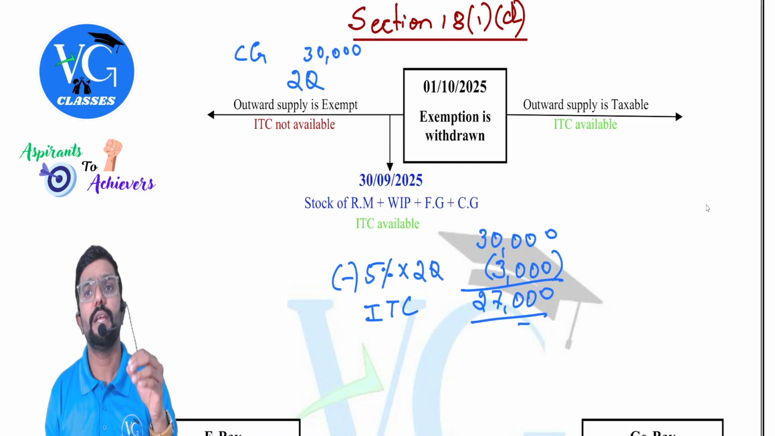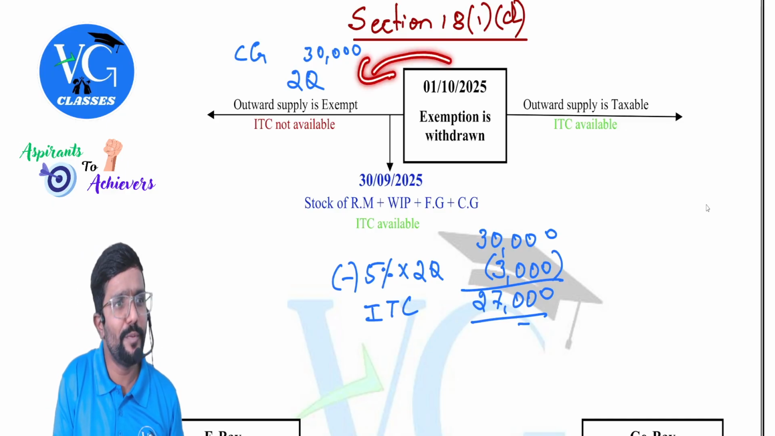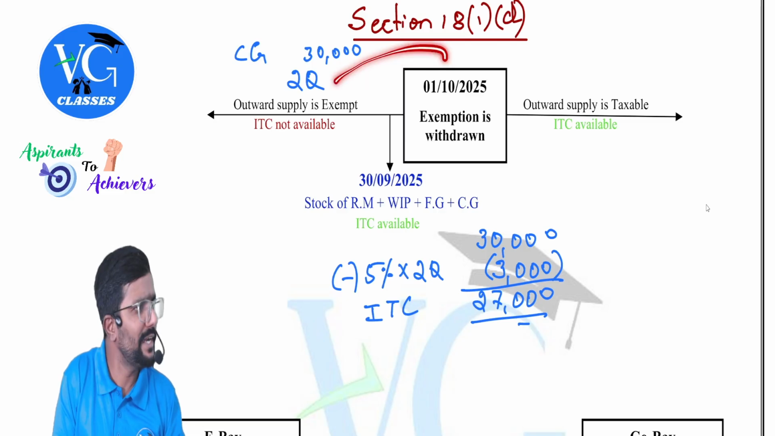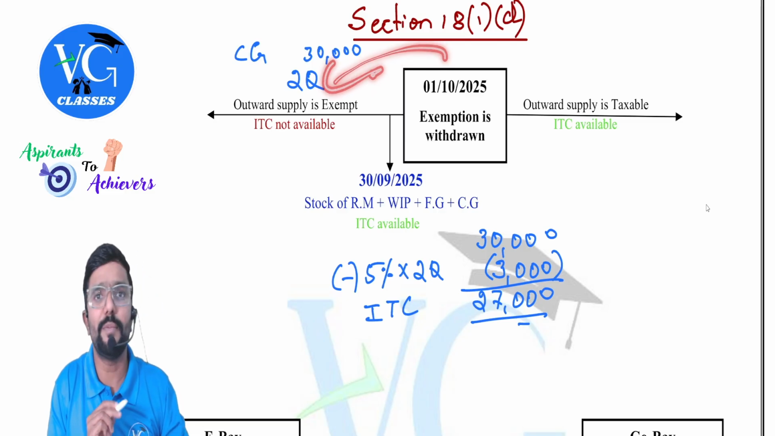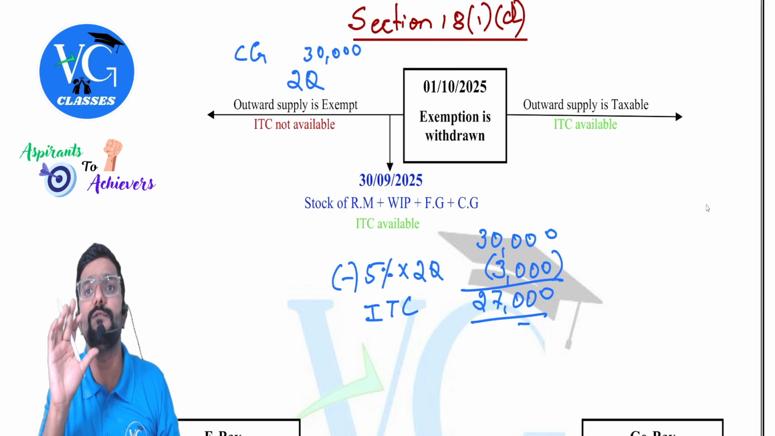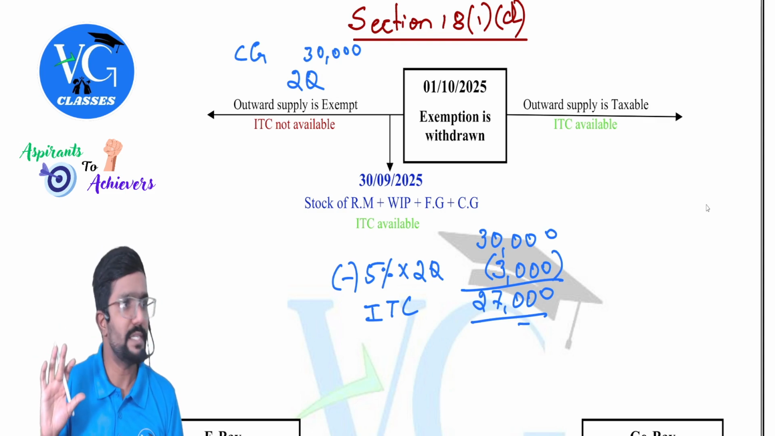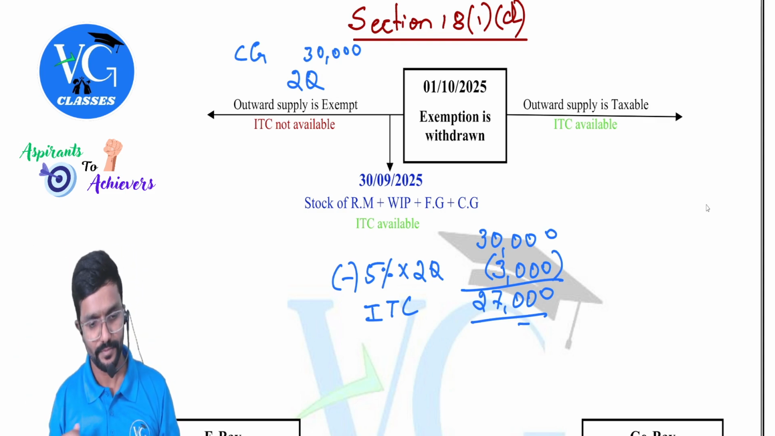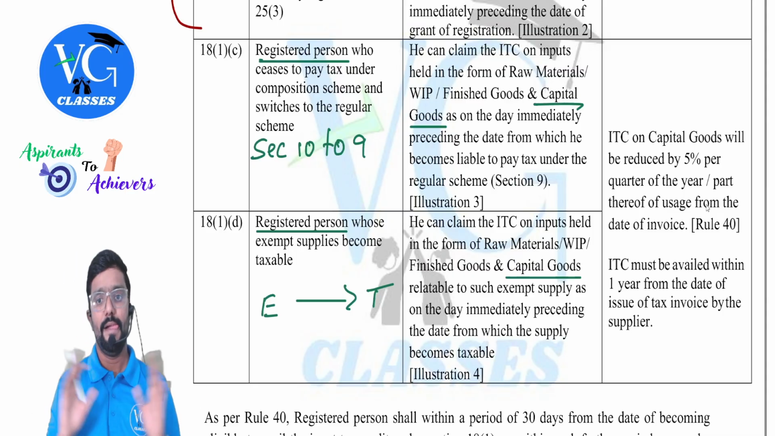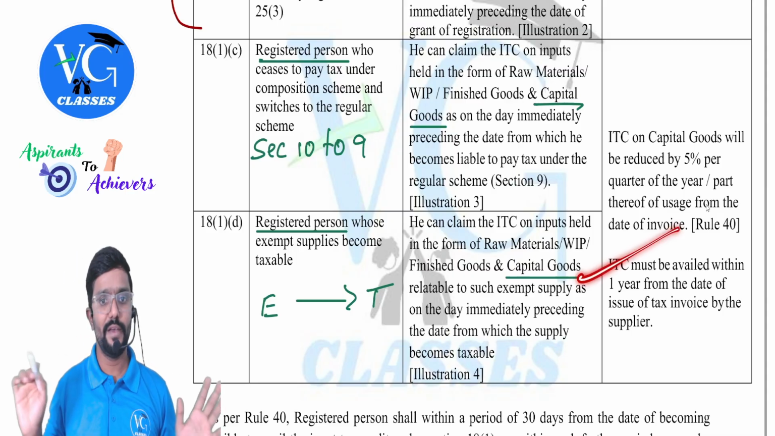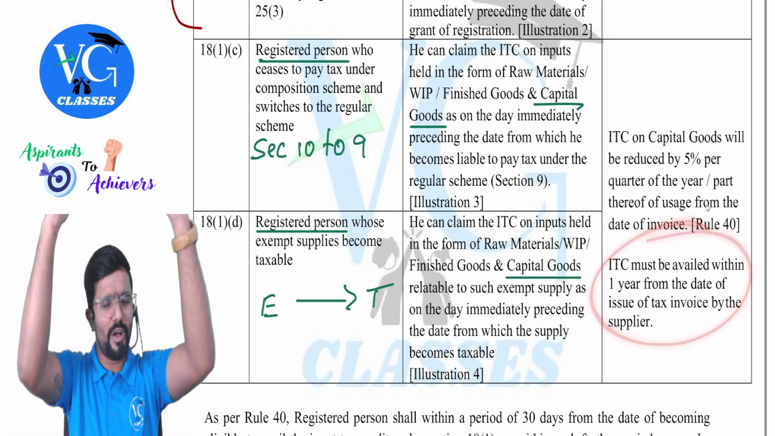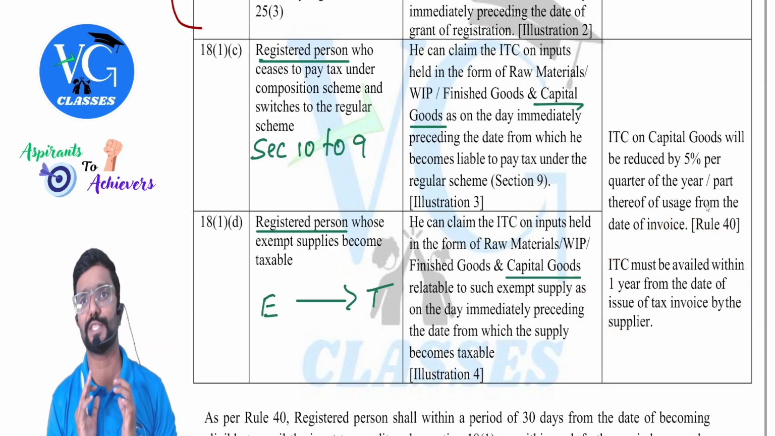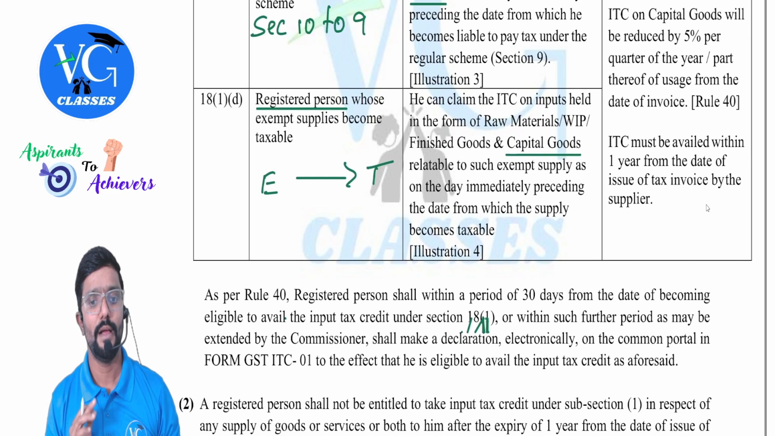Sir, assume it was purchased 10 days before, in September. How much should be reduced? 5%. Understood now? Yes. Okay, 1 year thing also we have studied. Yes. And this 1 year is common for all four special cases, guys.